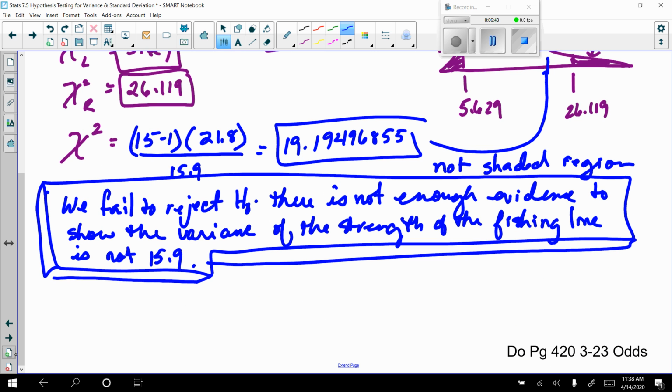And that's our last example from chapter 7. You're going to do page 420, 3 through 23 odds to practice doing chi-square hypothesis testing. Let me know if you have any questions.